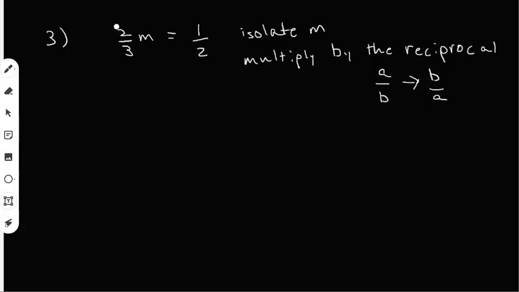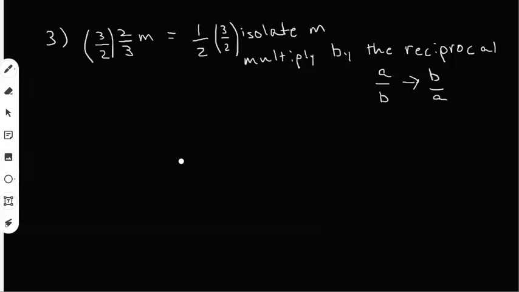So over here, I have 2/3 as my fraction. I have a 2 in the numerator, the top, and a 3 in the denominator, the bottom. So what's the reciprocal of 2/3? I need to flip the fraction over, and I get 3/2. So if I multiply the left side by 3/2, I need to multiply the right side by 3/2. So I'm going to put a 3/2 over here and see what happens.